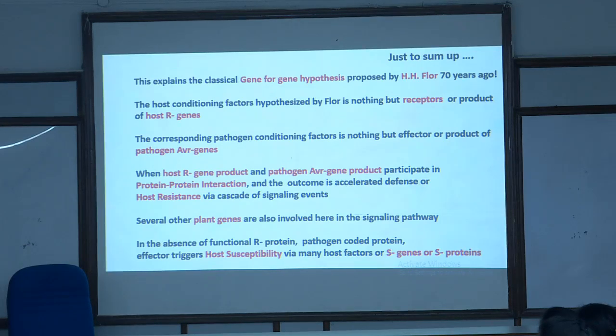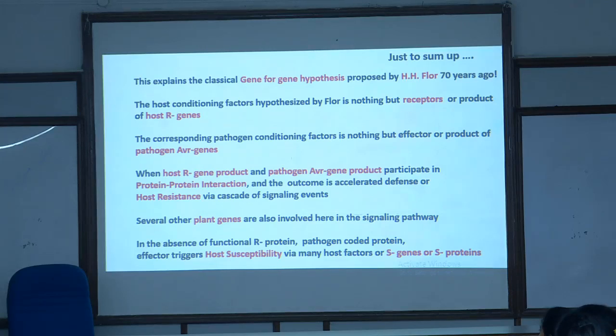I'm not taking you on a tour of the different hypotheses now proposed to explain how the effector and receptors really interact. It's beyond the scope of this class. But take the message: there is a kind of physical interaction taking place between receptor and effector. That interaction leads to a phenomenon called ETI, right? But in the absence of a functional R protein, and a functional R protein is so important here, the pathogen-coded proteins, also called effectors, can trigger host susceptibility, which I already told you, via many other host factors.